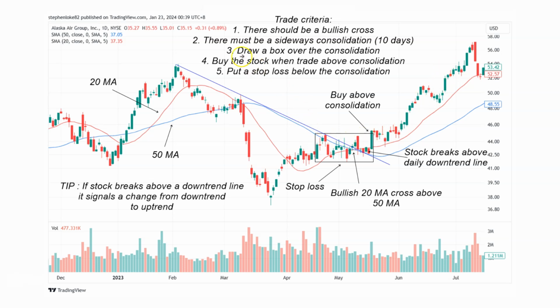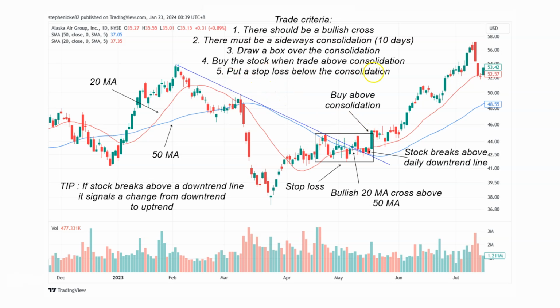And what you do is you draw a box over the consolidation. We have this consolidation here, and with your charting platform, use the rectangle and draw a box over it. And this will be your reference point so that it will be easier for you to spot what you need to do. Okay, and after you have drawn the box, buy the stock when it trades above the consolidation. So this is the consolidation of sideways trading. You have drawn your box, and the moment the stock trades above the box, you buy it. This is your entry point.